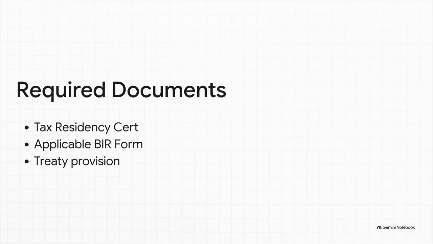And obviously, a taxpayer can't just verbally claim they're a foreign resident to get these lower rates. You need the core legal documentation. The absolute non-negotiable here is the Tax Residency Certificate, or TRC, duly issued by the Foreign Tax Authority. You'll also need the applicable BIR form, so either CORTT or TFRTR, and you have to specifically cite the relevant provision of the applicable tax treaty.